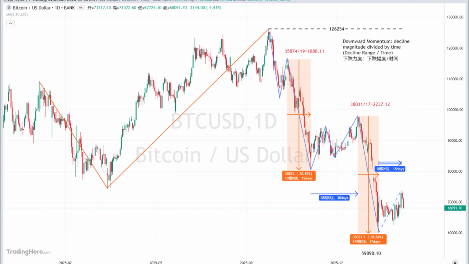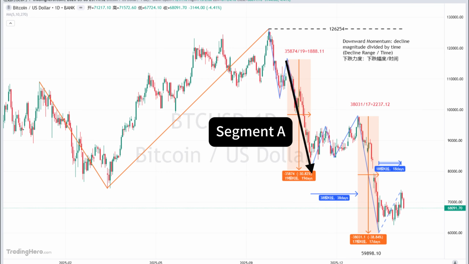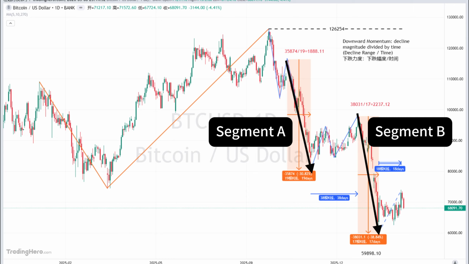Based on the downside momentum, it hasn't shown exhaustion yet. Let's calculate the momentum of these 2 declines. Segment A has a downside momentum of 1,888.11 USD per day, and segment B has a downside momentum of 2,237.12 USD per day. Both are marked on the chart.